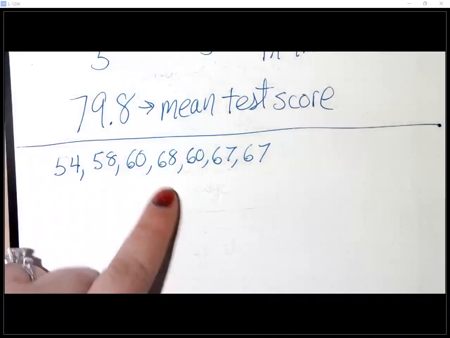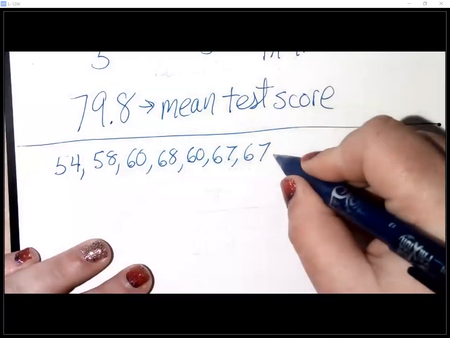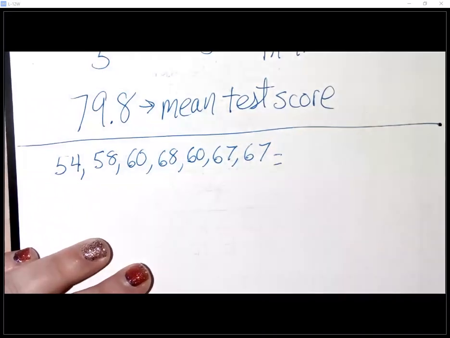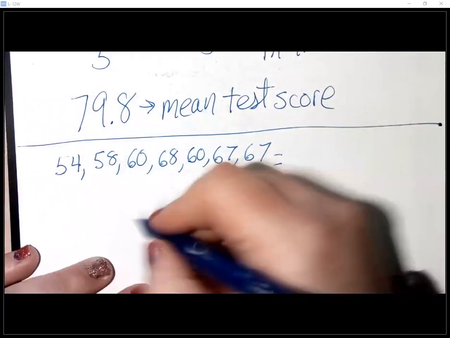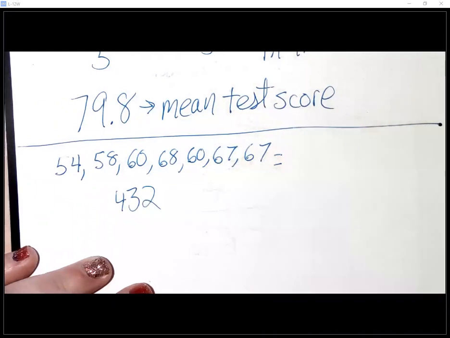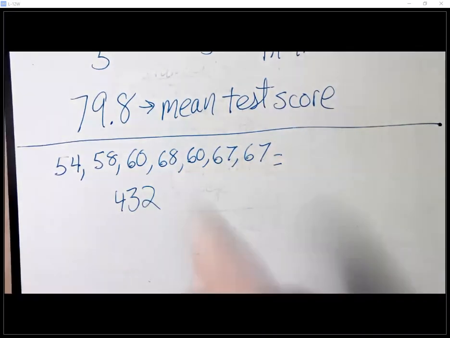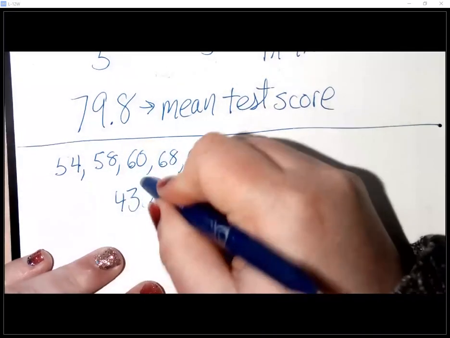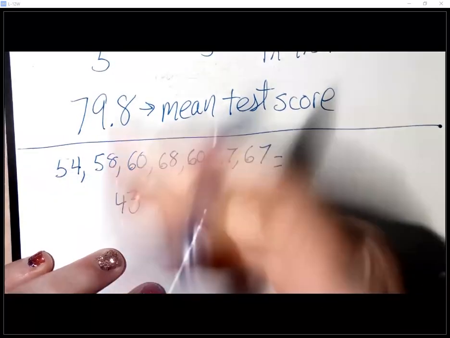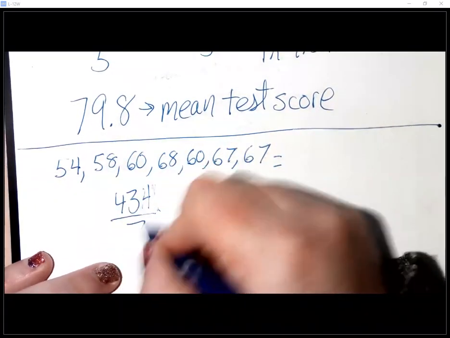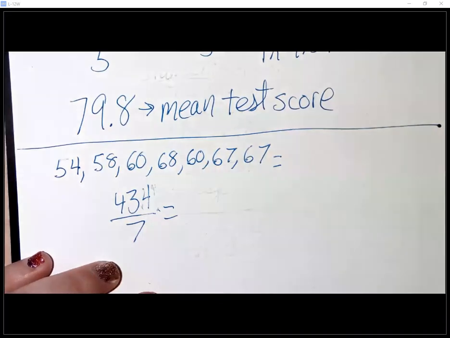And you are right. If you add them all together, what did I get? 432. And we are 432, right? Oh, 434, sorry. So it'll be 434, and we're going to divide it by 7. So that is correct, 62 degrees.